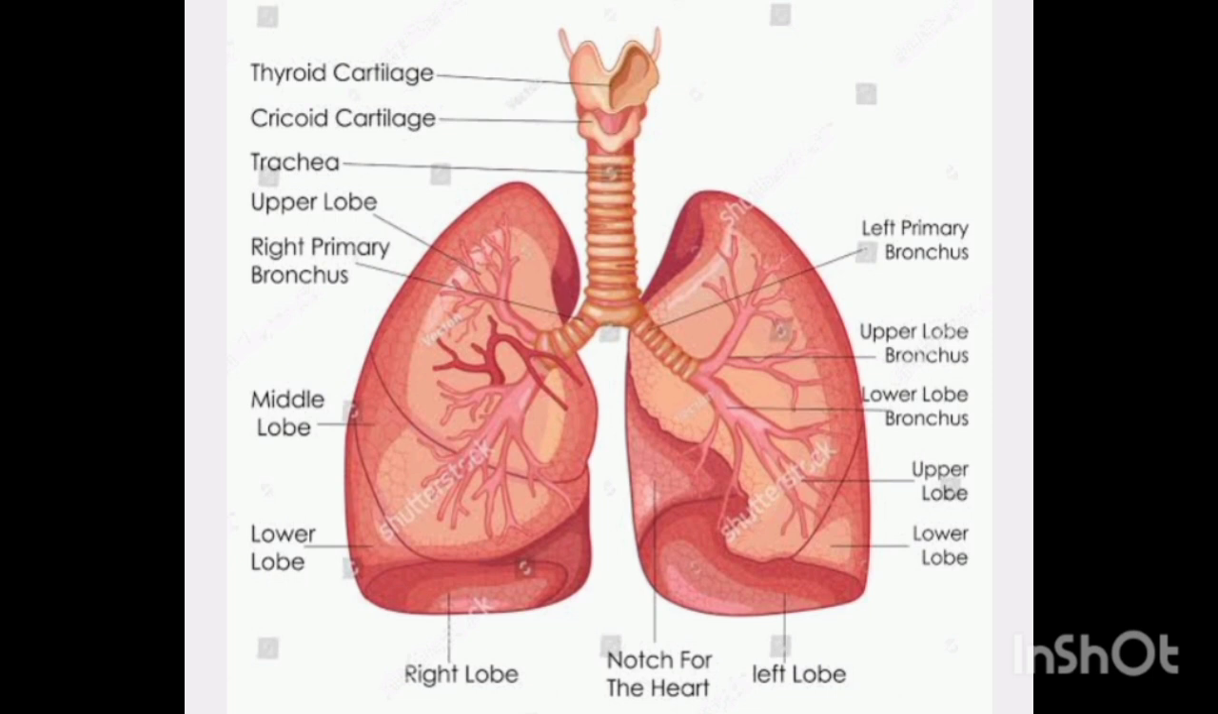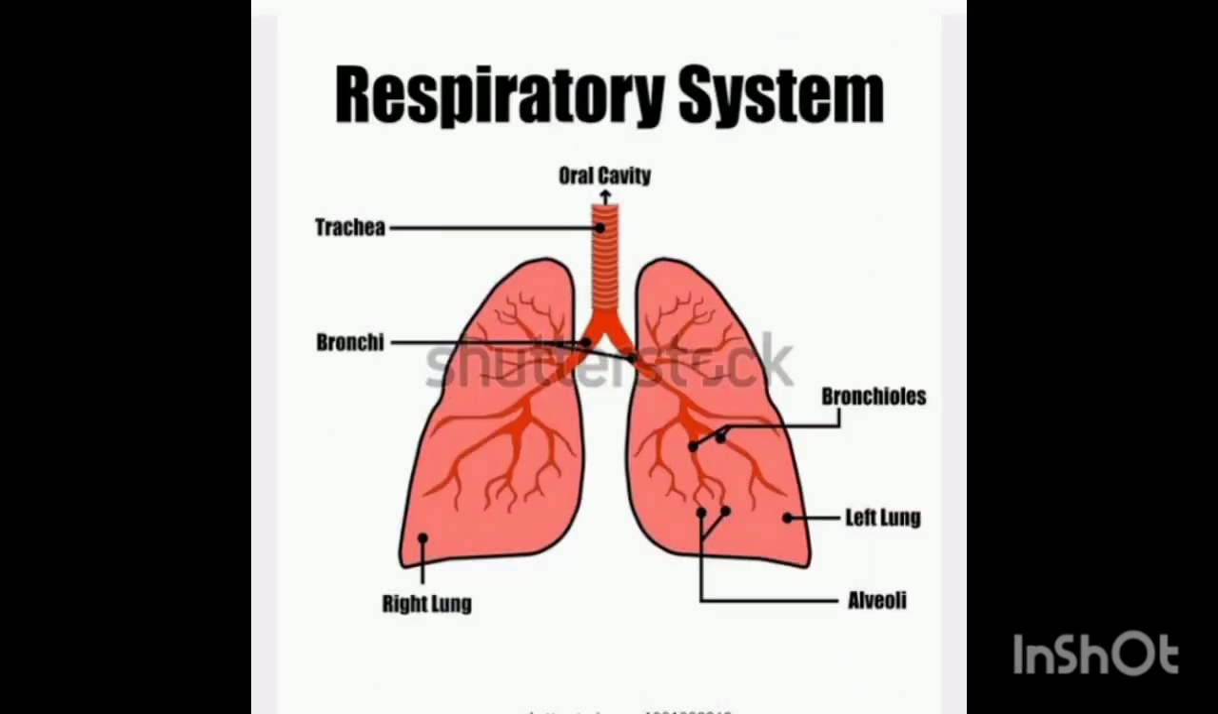The right lung is slightly larger than the left lung. The lungs are surrounded by a double membrane called the pleura. Each lung is divided into lobes. Right lung, 3 lobes: upper, middle, and lower. Left lung, 2 lobes: upper and lower.